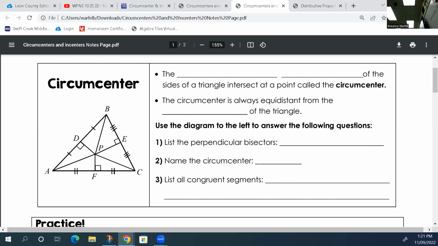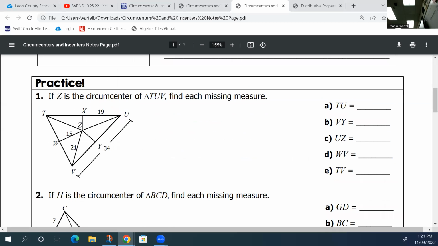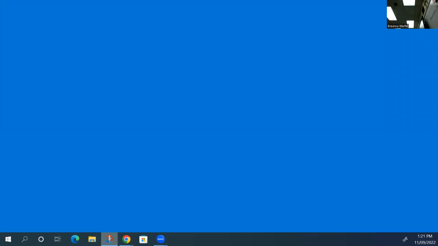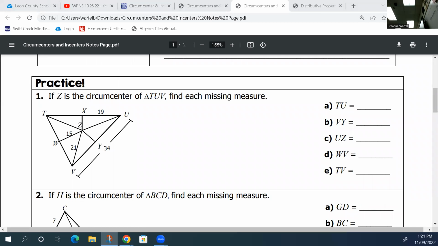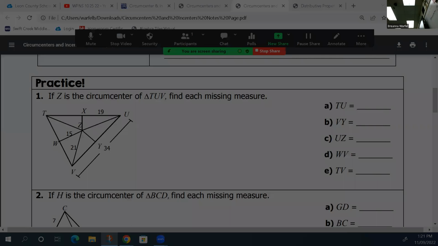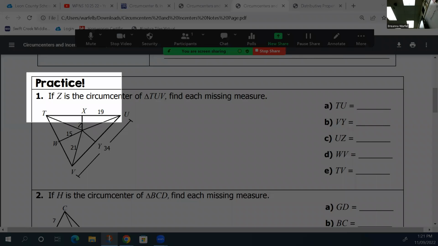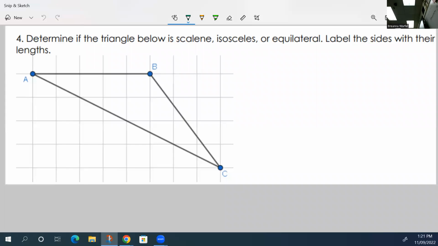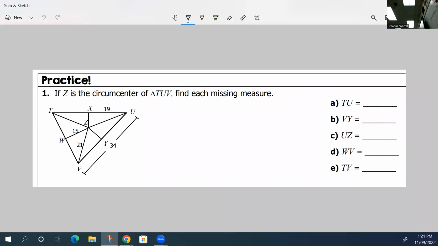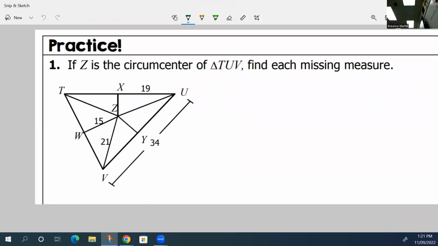Okay, so let's go ahead and start looking at some of our problems. All right, so number one, let's look at what we have. We know that Z is the circumcenter. So that means that Z was created by perpendicular bisectors. Okay, so that means the bisecting part, that means this is congruent to this side, so that means that's 19. And I haven't even looked at what we need on the problem yet. I'm just going to label all the things that I already know.